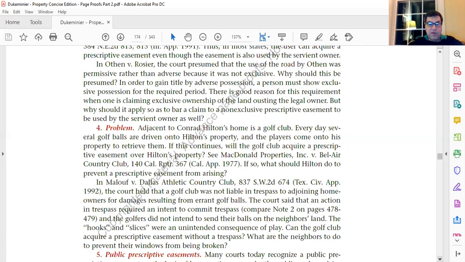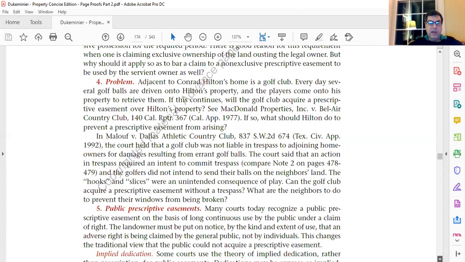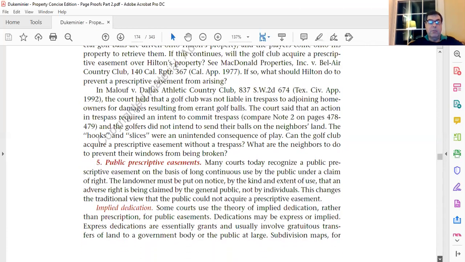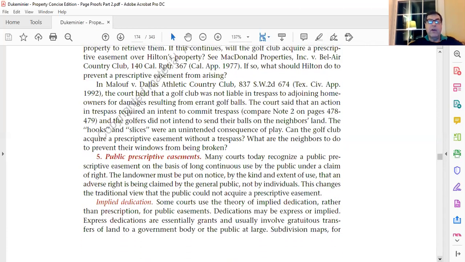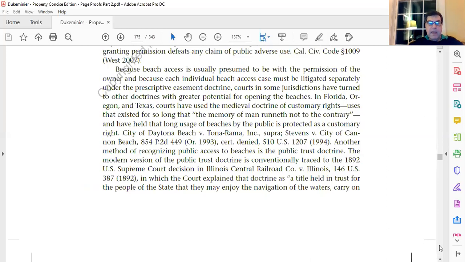Now, note 5, public prescriptive easements. The authors tell us that many jurisdictions now allow the public to acquire an easement by prescription from long use of a road or other access. And sometimes this is explained on the theory of implied dedication, that the landowner effectively granted the public a right, allowing them to use the road.